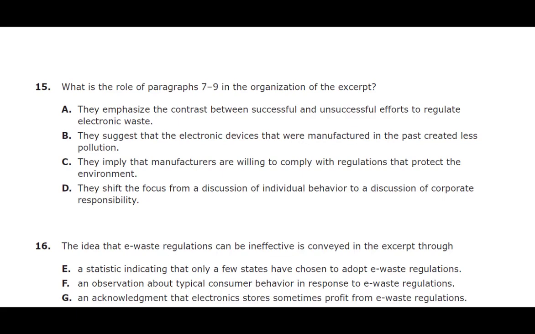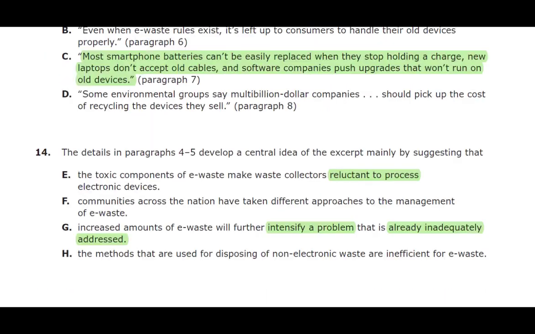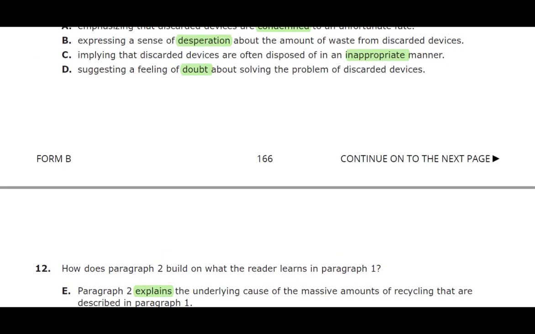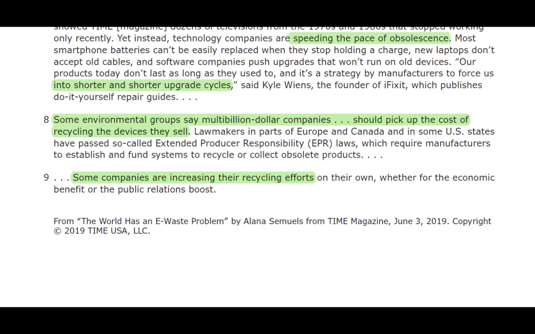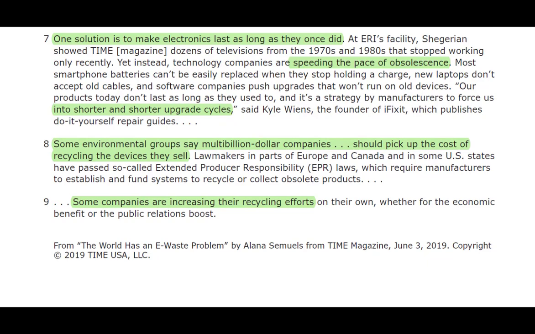Question 15. What is the role of paragraphs 7 to 9 in the organization of the excerpt? Here we go. Another advertisement on why to understand paragraph by paragraph what the progression of ideas are. So let's go back to 7 and 9, which we already highlighted to make sure we understood what those ideas are, and we're going to need to know them for this question.